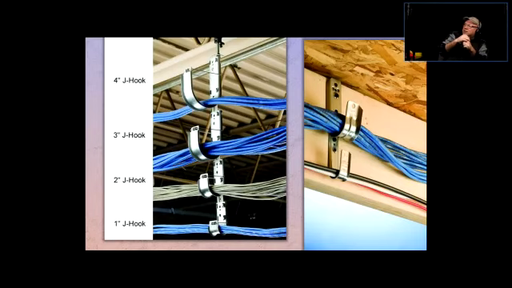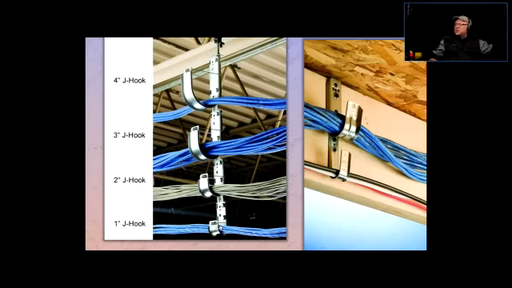All right, so for example, if you have the main bundles, you might use the 4-inch J-hooks for the main bundle. But if you're fanning things out, so maybe you're going to have just 1 or 2 wires from that main bundle going this way to those 2 offices, then maybe you might want to get 2-inch or 1-inch J-hooks.